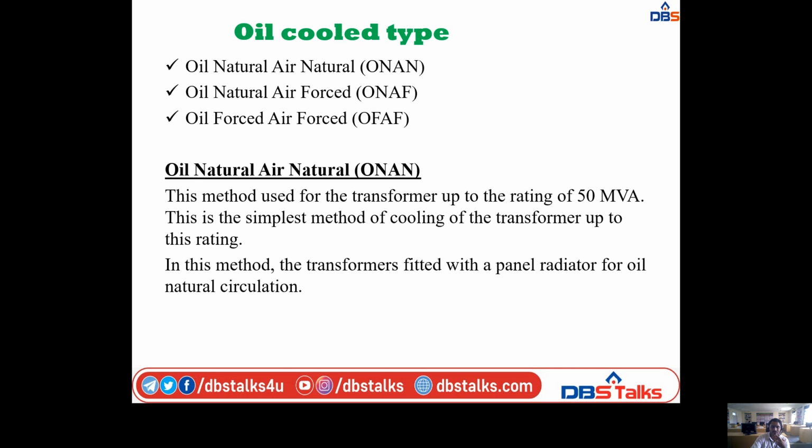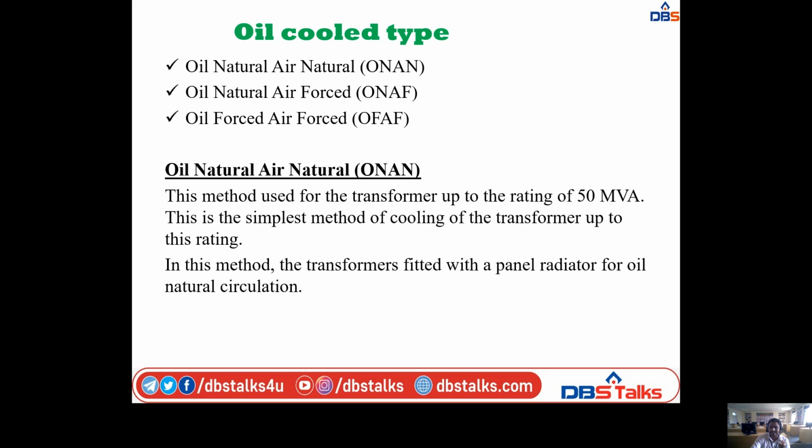And next, coming to the oil cooled type. The oil cooled type consists of several types: first, oil natural air natural, also known as ONAN; second, oil natural air forced, that is ONAF; and third, oil forced air forced, that is OFAF. I will discuss them one by one. First I will take oil natural air natural. This method is used for transformers up to a rating of 50 MVA, and it is the simplest method of cooling the transformer up to this rating.